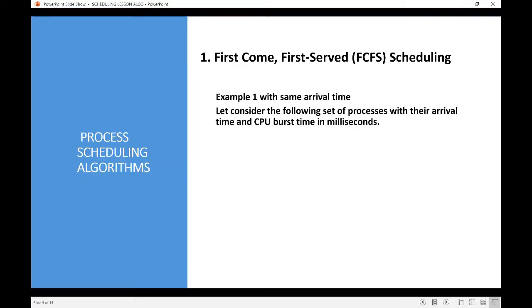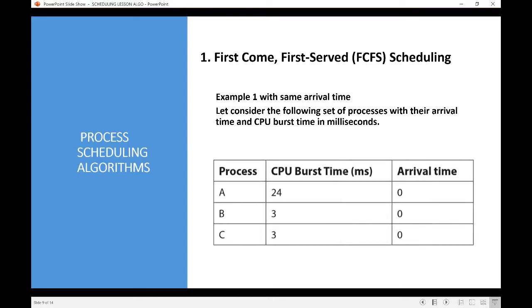Let's take an example of 3 processes: process A, process B, process C, and their burst time and their arrival time. These processes have come at the same time, at 0 milliseconds. And the instruction here says that they arrived in the order of A, B, C.